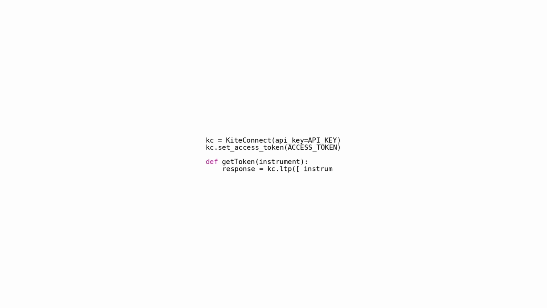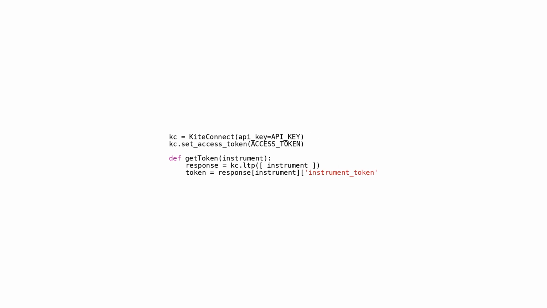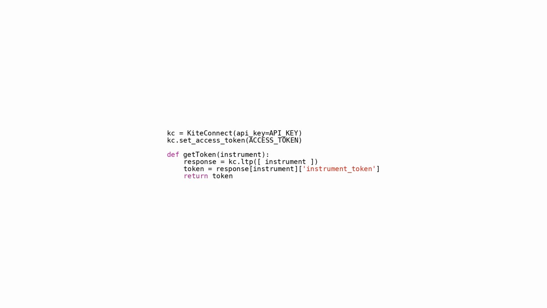This script utilizes the KiteConnect API to retrieve the instrument token for a specific instrument. The process involves creating a KiteConnect instance with an API key, setting the access token, defining a function called getToken that accepts an instrument, fetching the latest price of the instrument by calling kite.ltp, capturing the instrument token from the response, and lastly, returning the acquired instrument token. The instrument token is crucial for securely interacting with the KiteConnect API, as it serves as a unique identifier for tradable instruments required for various operations like order placement and accessing historical data.